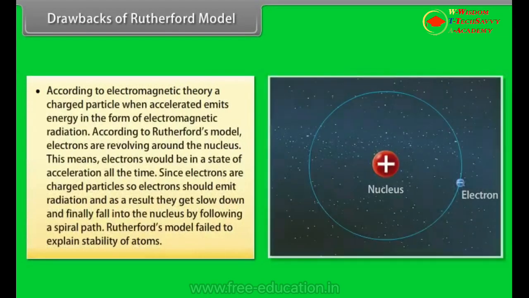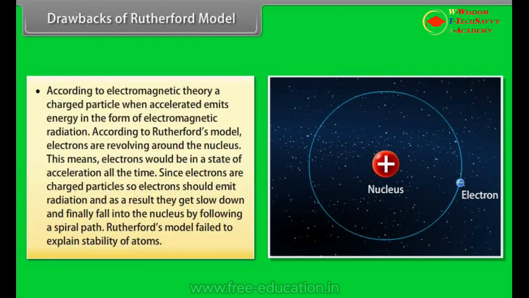Drawbacks of Rutherford model. Number 1. According to electromagnetic theory, a charged particle when accelerated emits energy in the form of electromagnetic radiation. According to Rutherford's model, electrons are revolving around the nucleus. This means electrons would be in a state of acceleration all the time. Since electrons are charged particles, electrons should emit radiation and as a result, they get slowed down and finally fall into the nucleus by following a spiral path. Rutherford's model failed to explain stability of atoms.